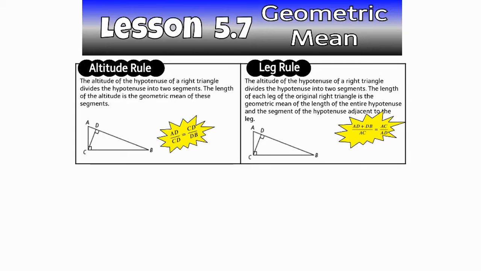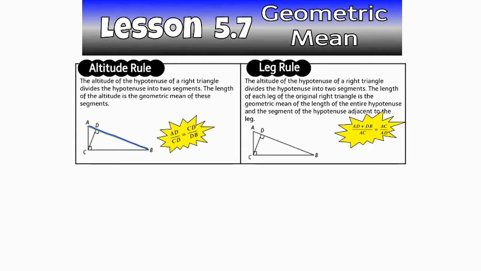The first rule is the altitude rule. It says the altitude of the hypotenuse. Remember, the altitude is how tall it is from a vertex to the opposite side, and it makes a right angle. So if we have the hypotenuse, which means we have to have a right triangle, it divides the hypotenuse into two segments. So here it divides AB into AD and DB. So that's what that's talking about.